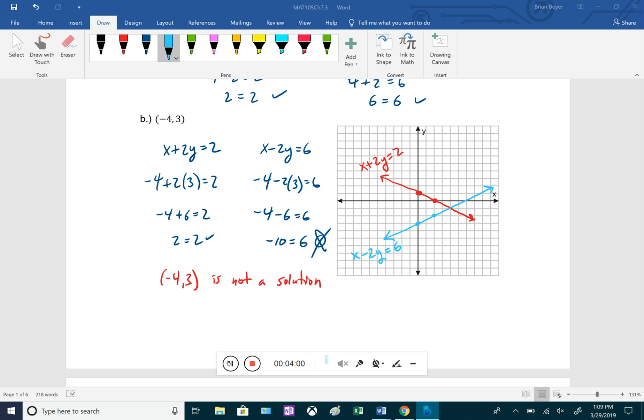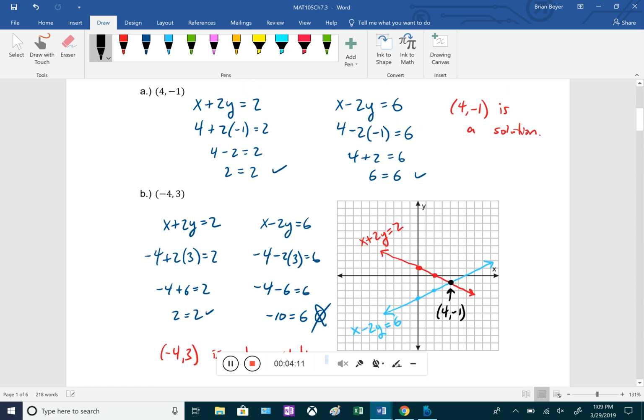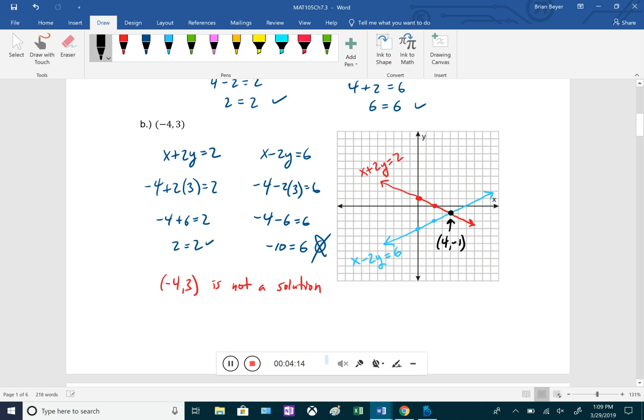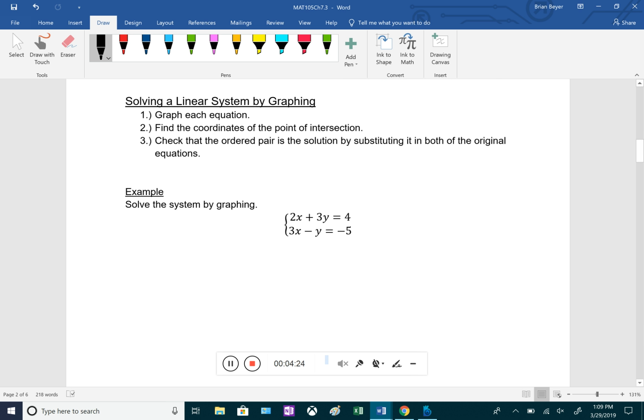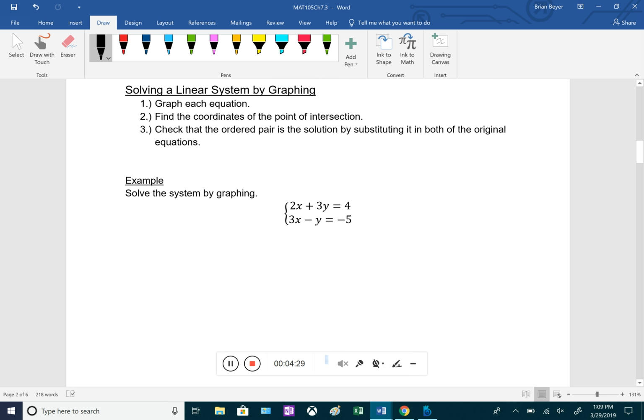So those are both of the equations graphed separately. Right here where they intersect is at the coordinate 4 comma negative 1, which we found in part A was the solution. So that's what it represents. The coordinate that we find that's a solution is the point of intersection for the two graphs. Okay, so here are the steps for actually solving them by graphing, which we'll be doing for this section. Step 1 is going to be to graph each equation separately. Then we're going to find the coordinates of the point of intersection by observing where it is.